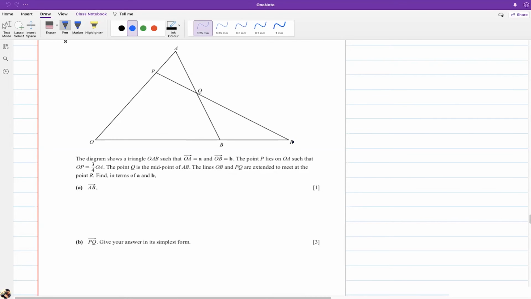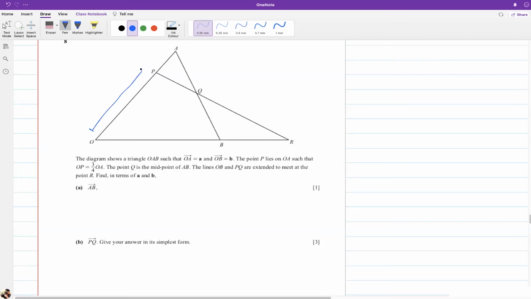All right, let's do this. The diagram shows a triangle OAB such that OA is a and OB is b. ठीक है, position vector मिल गया हमें. So the point P lies on OA as the diagram shows, such that OP is 3/4 OA.